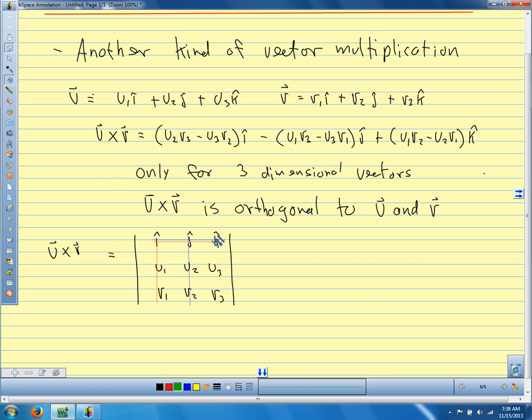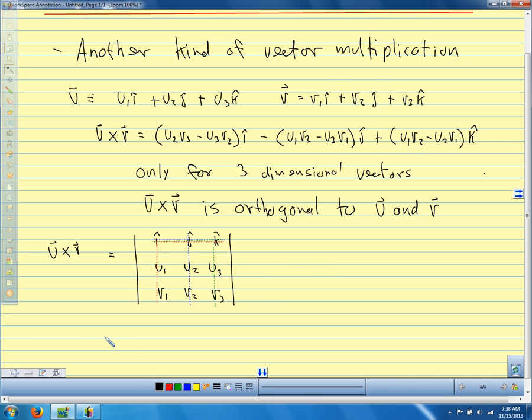So the j component's negative, and then for the k component, you would do the same thing. You would cross out those two rows, and you would find the determinant of the 2 by 2 matrix that's left. Positive when you're going diagonal this way, negative when you're going diagonal that way. And that's exactly what we have up here.